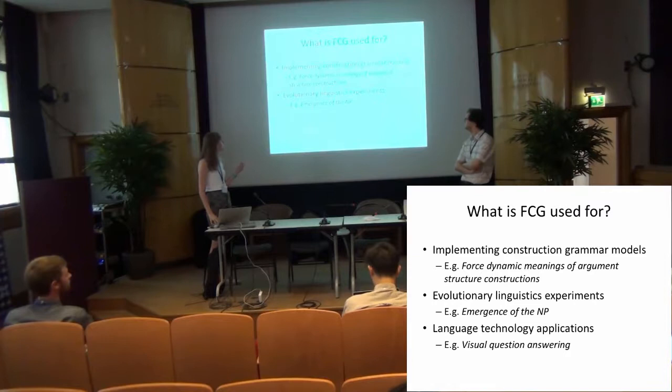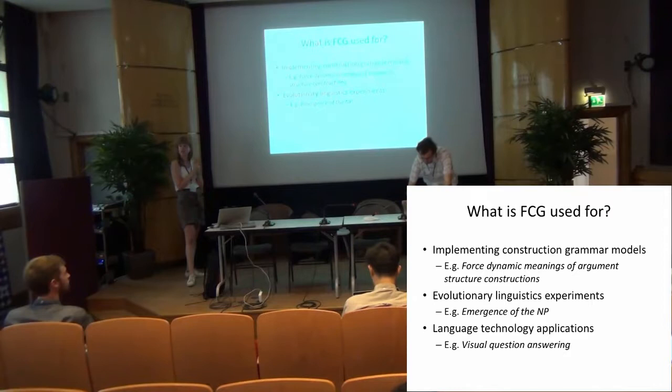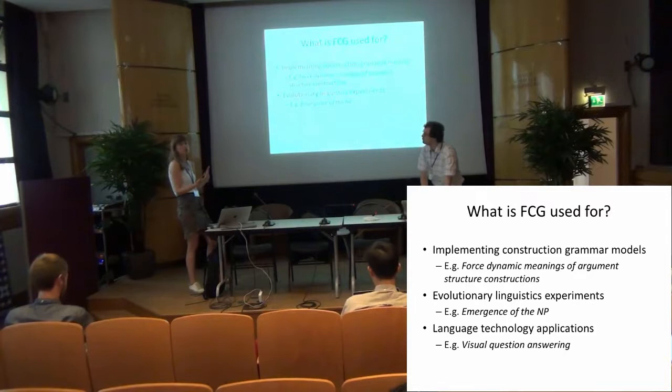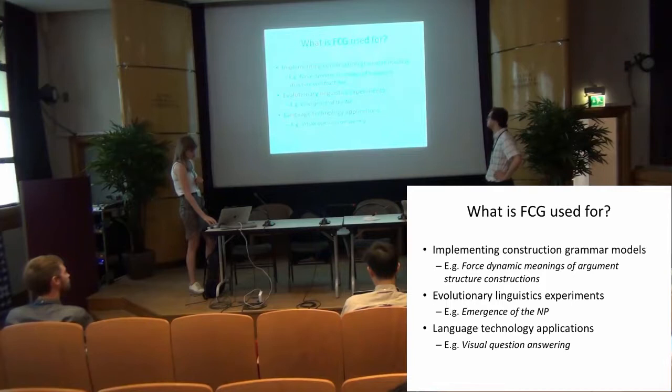Another use, as I already hinted at, is the use of FCG in evolutionary linguistics experiments. This was actually the original purpose of FCG. Paul will later give an example this afternoon of an experiment that he did on the emergence of word order and noun phrases using FCG, which also demonstrates the dynamic nature of the formalism. And then, of course, language technology applications like visual question answering, and Jens will show this afternoon an application that we did for that.